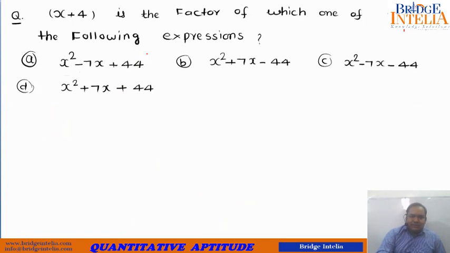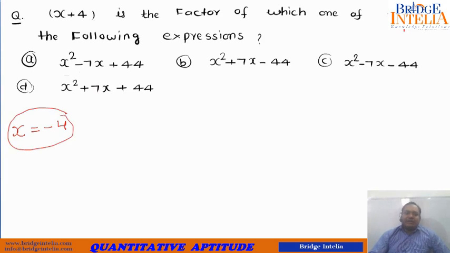So now let's move to next one. If x plus 4 is the factor of which one of the following expressions? That means we have 4 expressions before us. We have to decide which of these 4 expressions is completely divisible by x plus 4. In other words, if x plus 4 has to become the factor, it would mean that if you replace x with minus 4, that particular expression should give the value to be equal to 0. So put x equal to minus 4 and see which of the following options becomes 0.